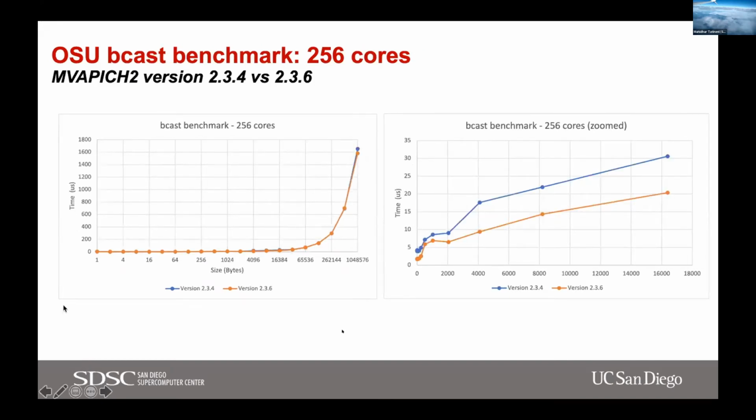So similar thing with the OSU bcast benchmark. So the broadcast benchmark, you can see quite a bit of improvement at the low message sizes, going from 2.3.4 to 2.3.6. So 2.3.4 was right when we installed Expanse, and I think a lot of the optimizations weren't in there yet. And so you can see nice improvement basically going forward.